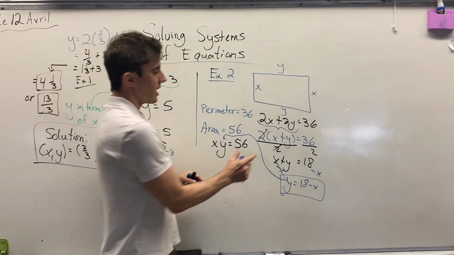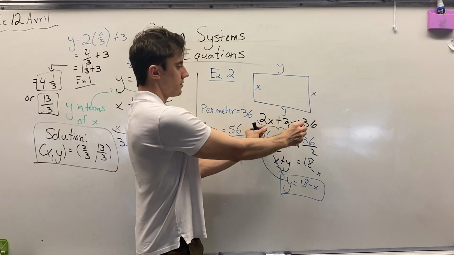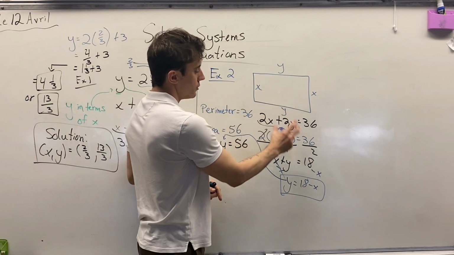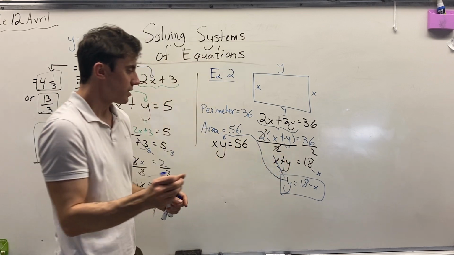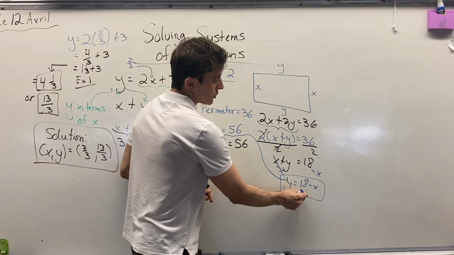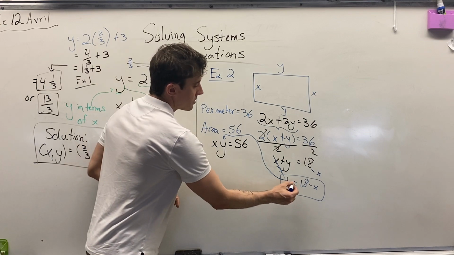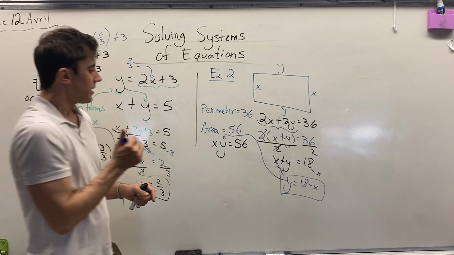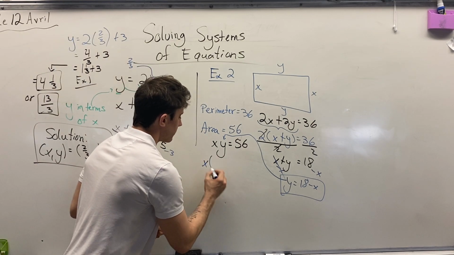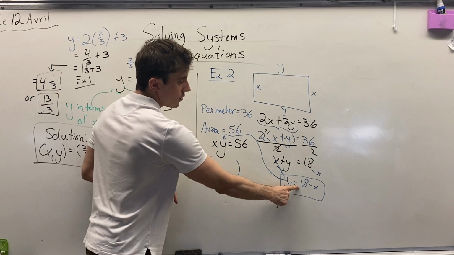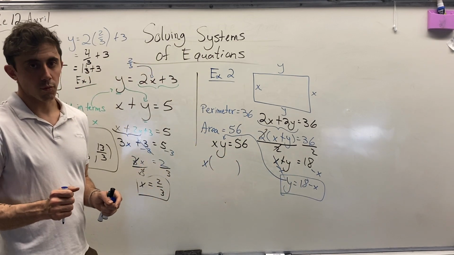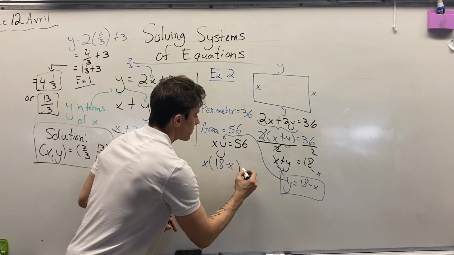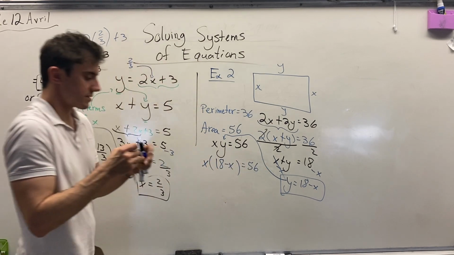Okay? You see how we wrote our equation from the very start based off of our diagram. Now we use some algebraic manipulations to get y in terms of x. And now we can substitute the expression for y in for y. And so that'll become x times, we're going to replace the y with the expression for y that is purely written in terms of x. And so we'll have 18 minus x, and this is still equal to 56.